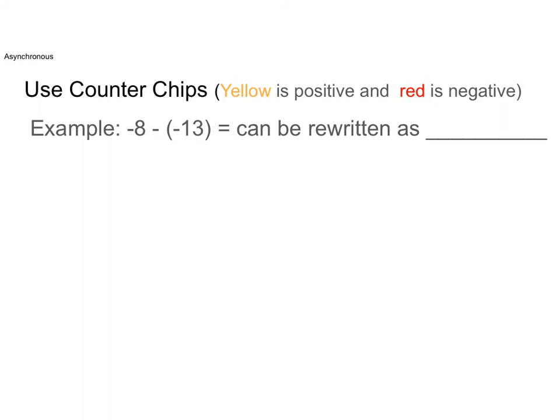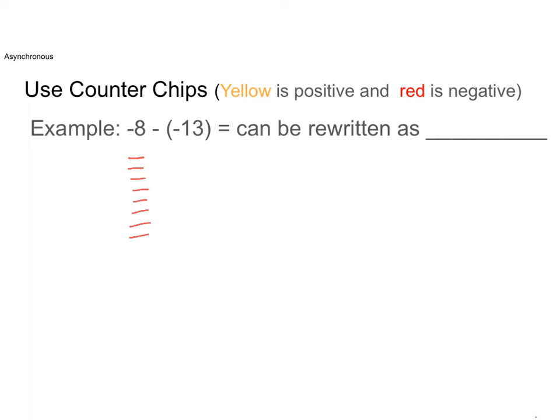All right, now we're gonna use chips again, but this time I'm actually going to just draw it out so you can see what it can be, so you don't have to draw chips. You can just do positives and negatives. But I'm gonna keep the colors the same, okay? So I have 8 negatives, but saying that I have to take away 13 negatives, I don't have enough.